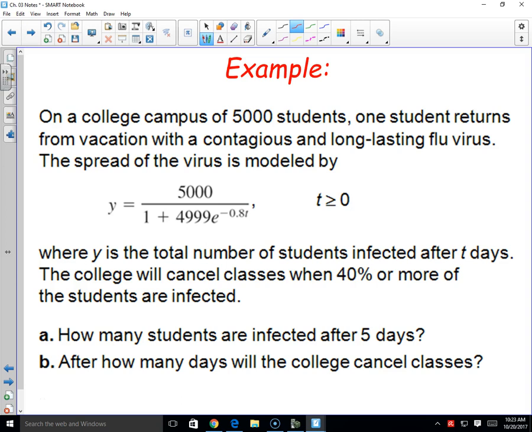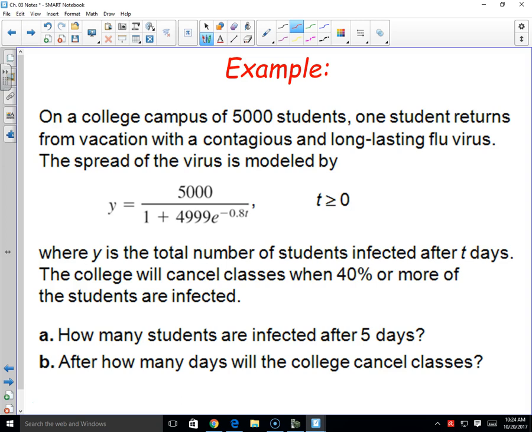Important step to write down: flu virus on college campus, 5,000 kids, the equation. Y is the number of kids, T is days. Cancel classes, 40% or more infected.